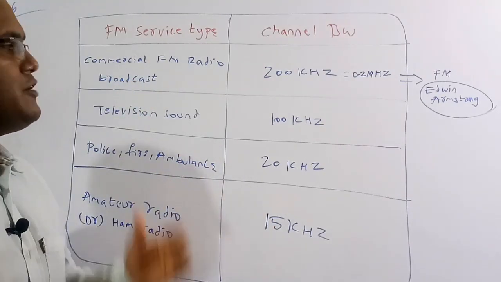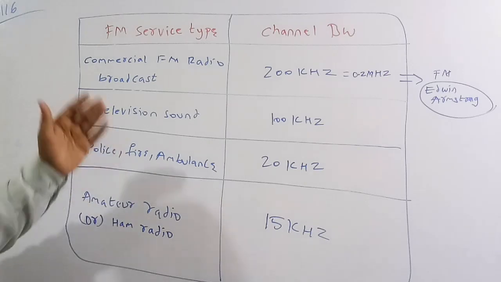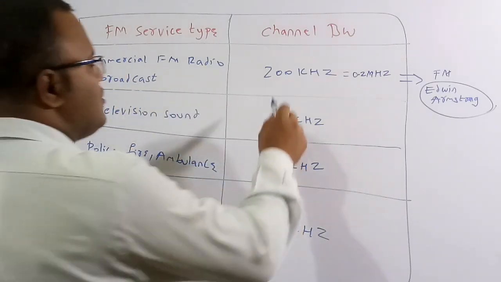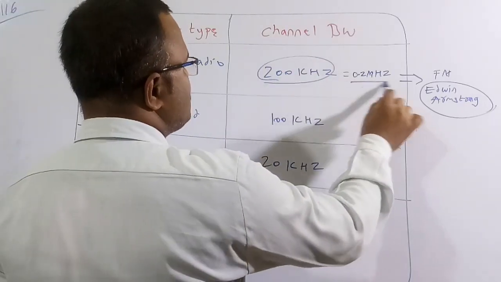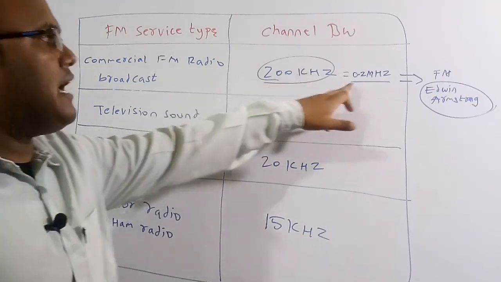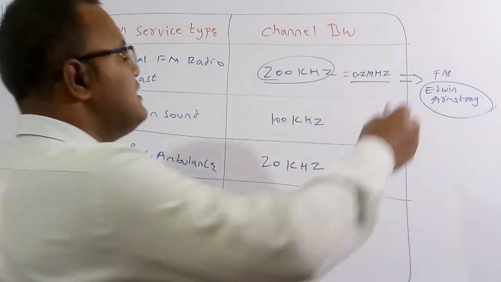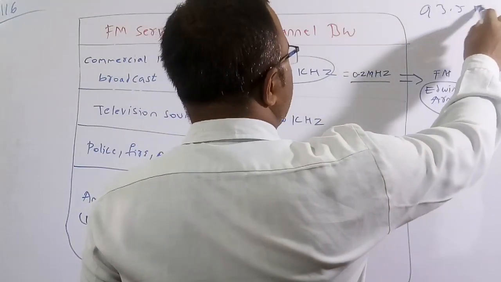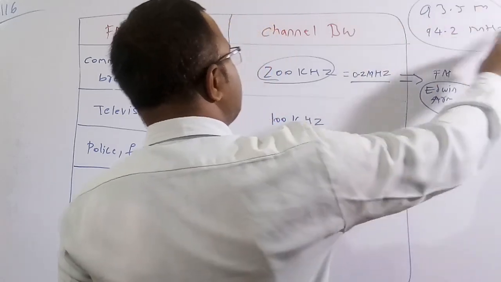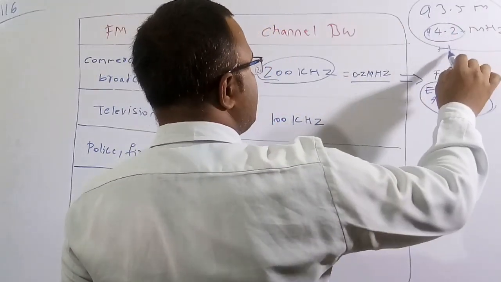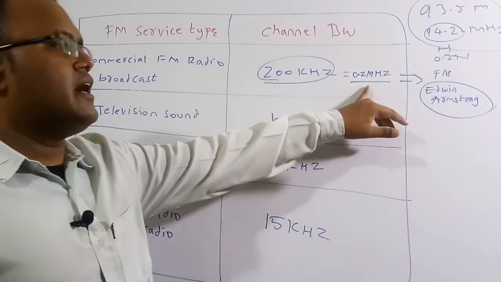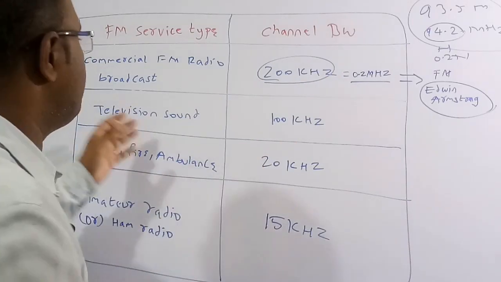So for commercial FM radio broadcast, presently there are so many radio channels broadcasting their signals, and each channel has a bandwidth of 200 kilohertz, which is 0.2 megahertz. Suppose 98.3 FM megahertz, that will have a bandwidth of only 0.2 megahertz. Similarly 93.5 megahertz and 94.2 megahertz, all these are radio channels. Each channel has a bandwidth of nearly 0.2 megahertz using FM transmission, so 0.2 megahertz is the bandwidth for every channel in FM broadcast.